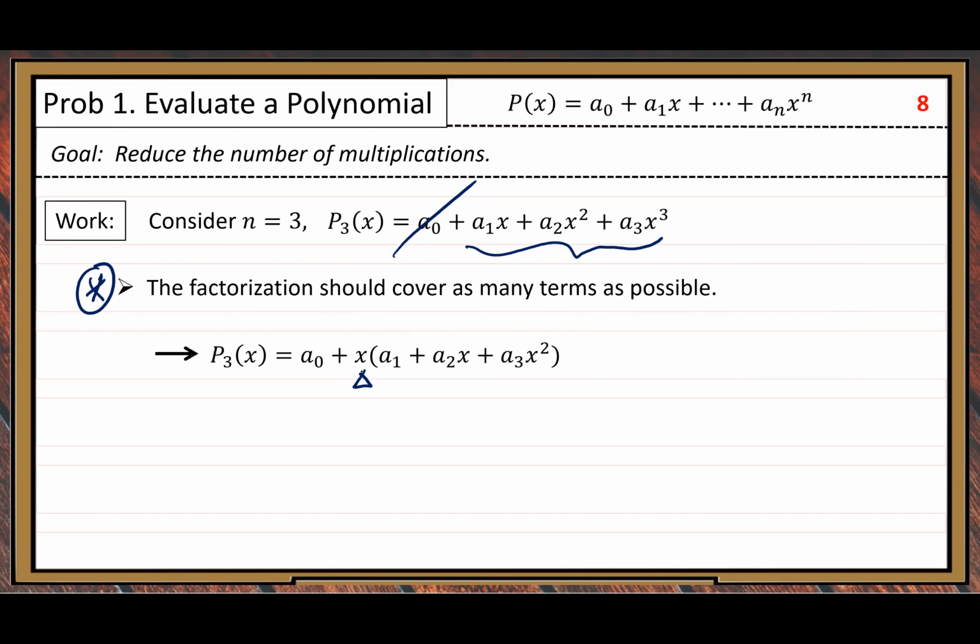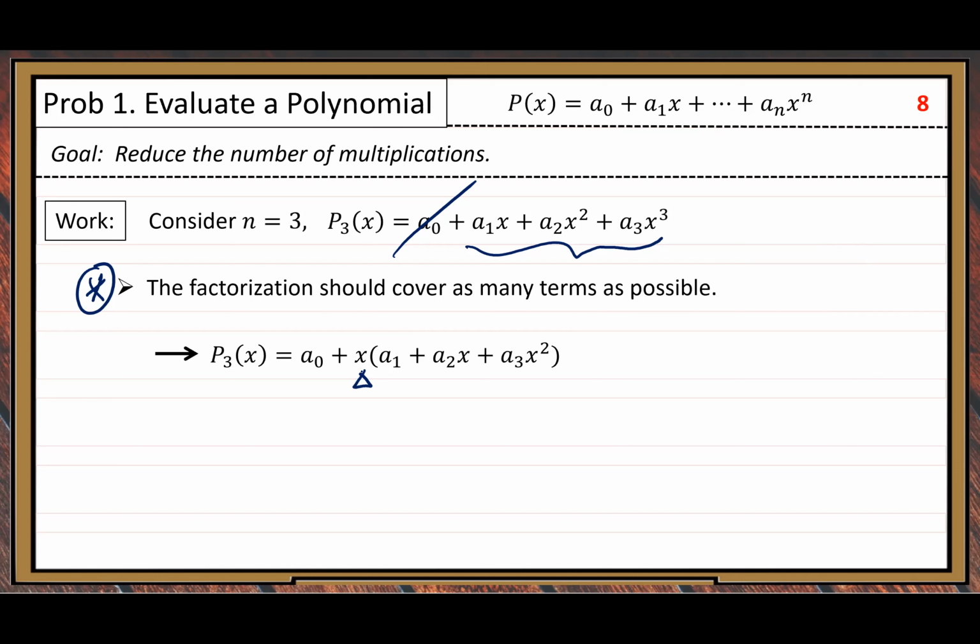That's a good extension, right? We extend our technique to the n equals 3 case. But after that factorization, can we do a little more? This method works well. How about we try to do more of this kind of factorization?